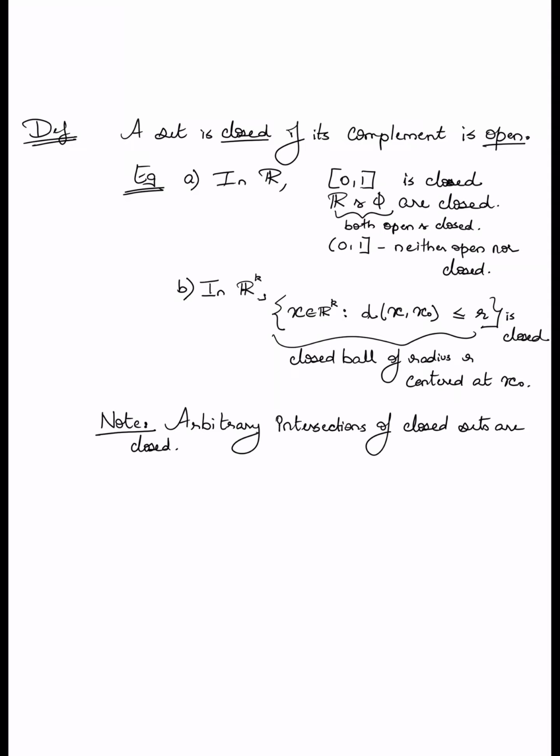Okay, so arbitrary intersections of closed sets are in fact closed, and similarly finite unions of closed sets are closed. Right? This latter statement follows again by applying De Morgan's laws to the statement that finite intersections of open sets are open. Okay, so both of these are in fact a consequence of De Morgan's laws.